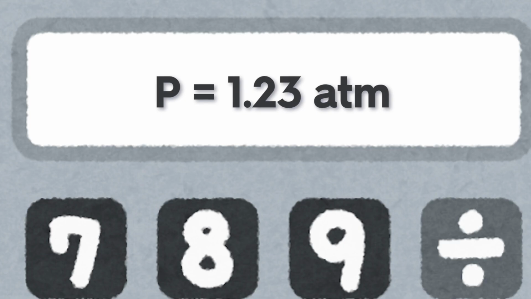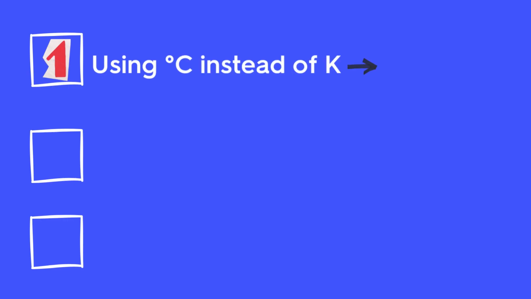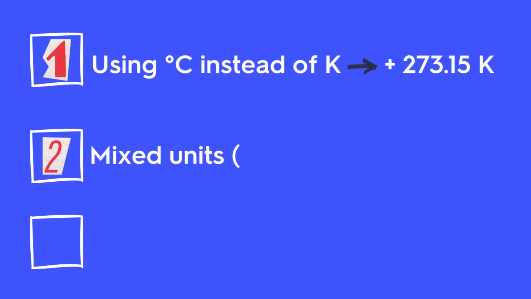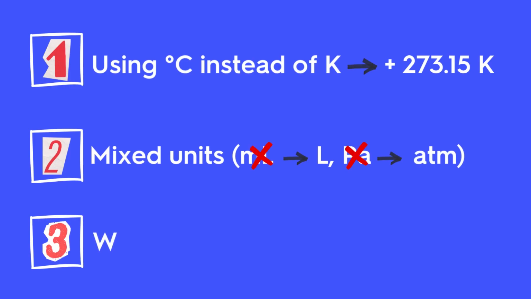Notice how keeping units consistent makes the calculation straightforward. We chose the liter atmosphere version of R to match our setup. Before we wrap up, here are common mistakes to avoid. 1. Using degrees Celsius instead of Kelvin, always add 273.15. 2. Mixing units, like milliliters versus liters, or pascals versus atmospheres. 3. Grabbing the wrong R value. Make sure R matches the pressure volume units you're working with. Once the units line up, the math usually becomes a single clean step.